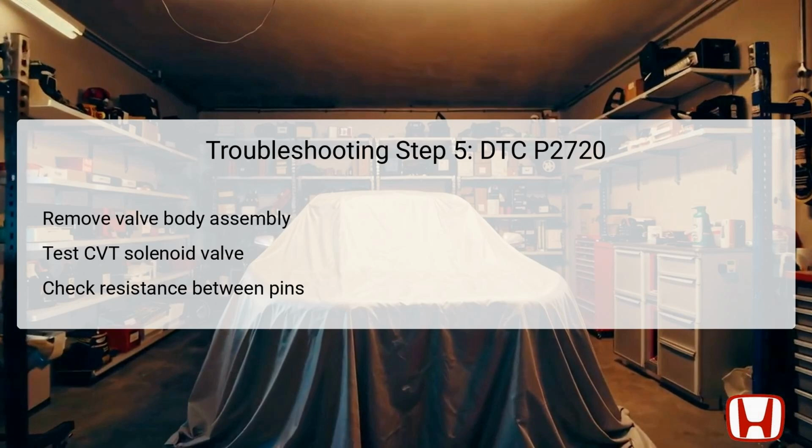If the resistance falls outside this range, it indicates a fault in the solenoid valve itself, necessitating a replacement of the valve body assembly. Conversely, if the resistance is within the acceptable range, it suggests that the solenoid wire harness might be the failing component, leading to its replacement. Conducting this detailed testing helps confirm the specific faulty part, facilitating efficient repairs.